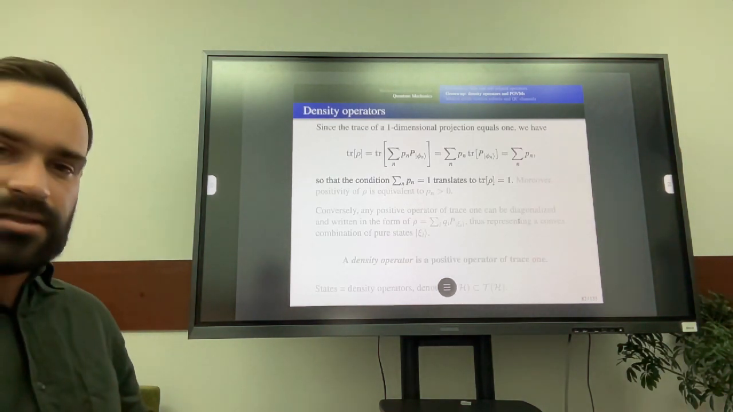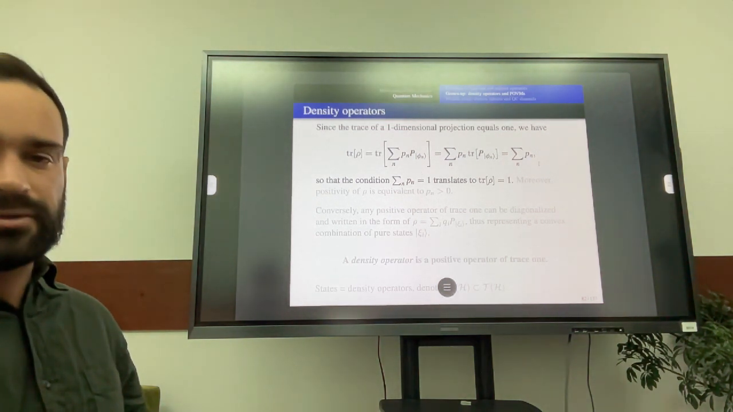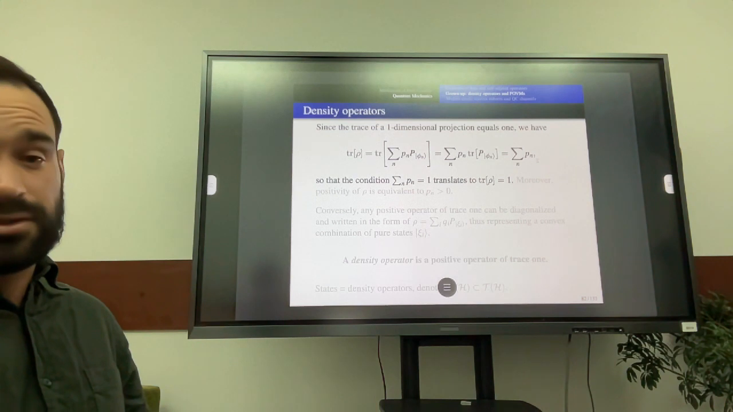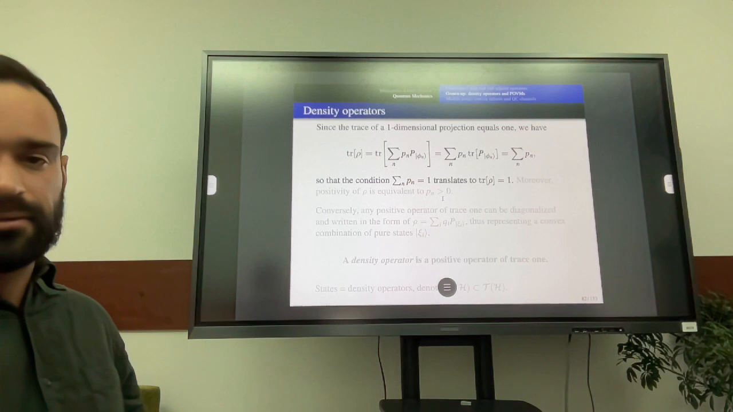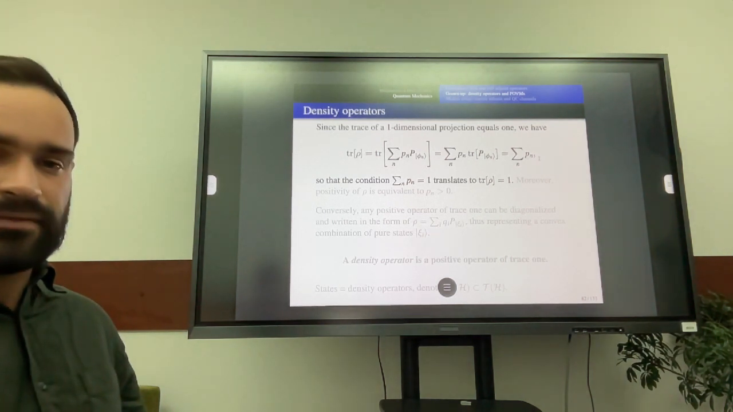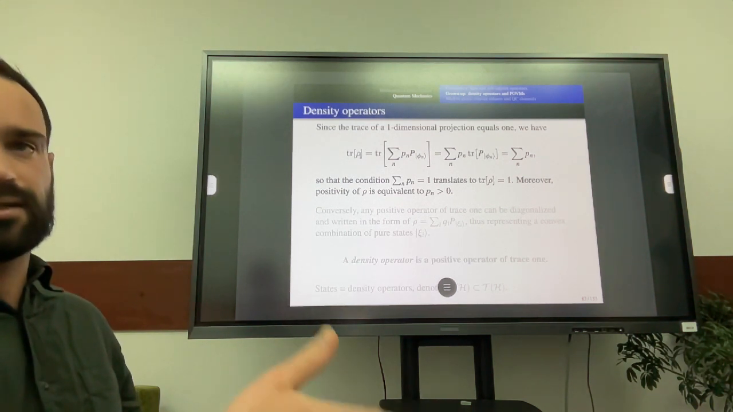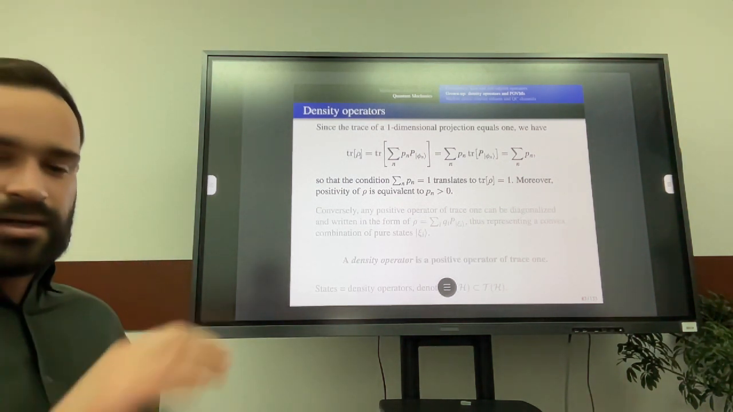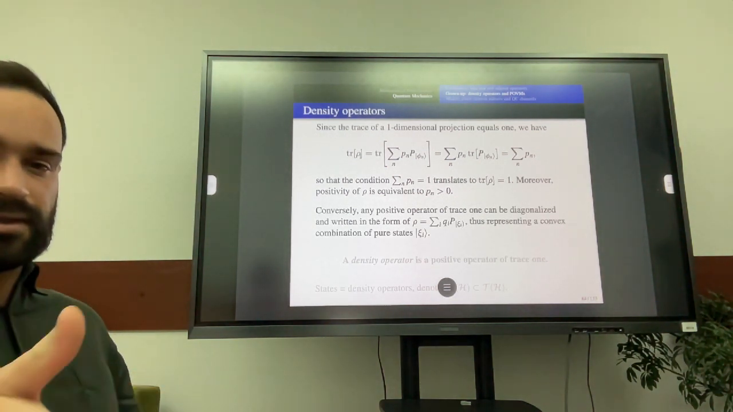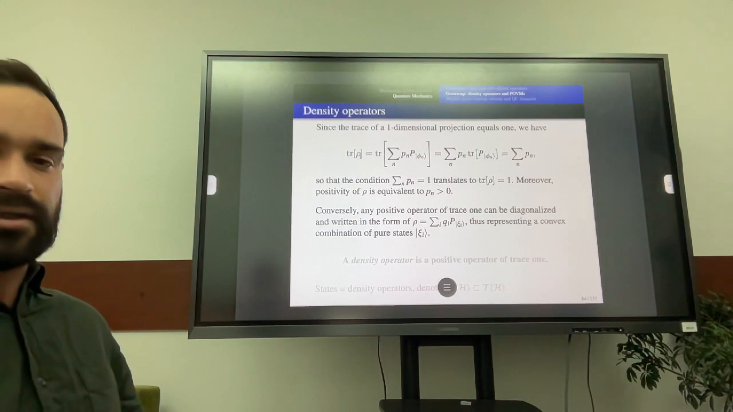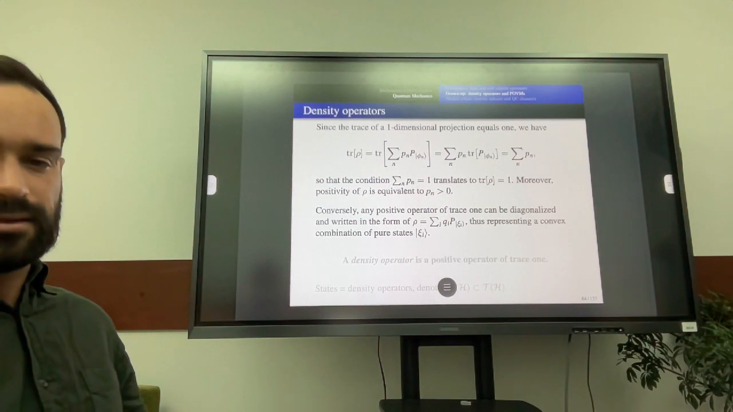And some more realizations are that the trace of such a thing is just the sum of these probabilities. So it should be 1 to make sense of the interpretation, and these numbers Pn should be positive, which is equivalent to this operator being positive in the sense defined before. And now an important point is that there is a converse to all this. When you have a positive operator that has trace 1, you can always diagonalize it and write it in this form.